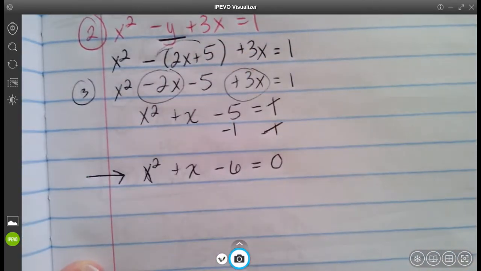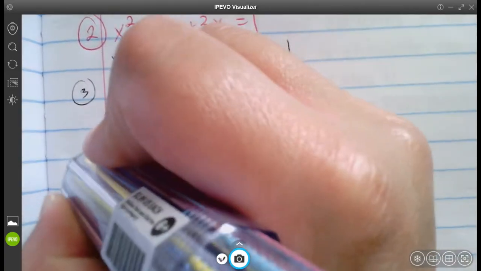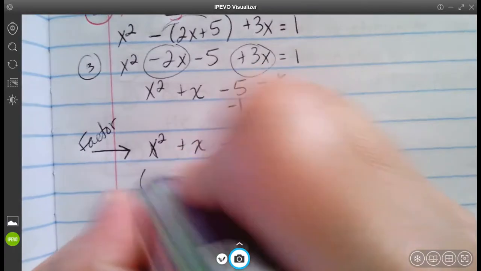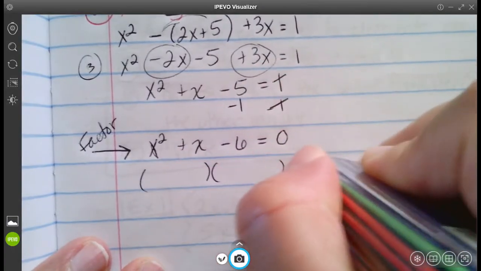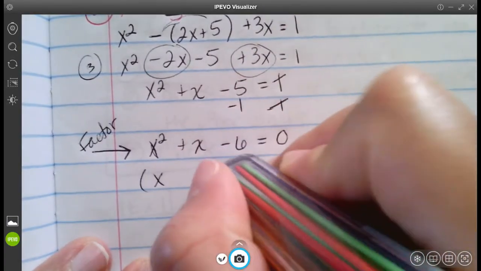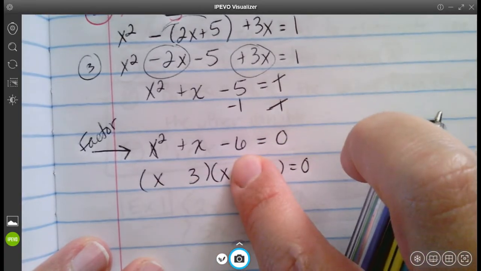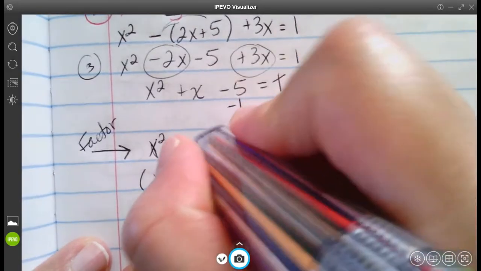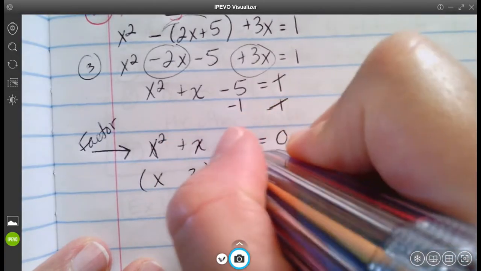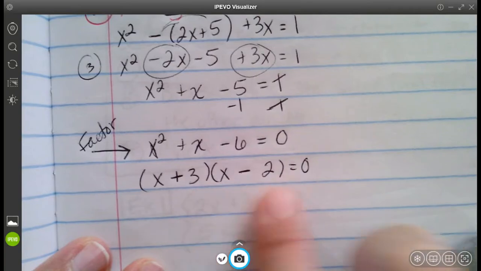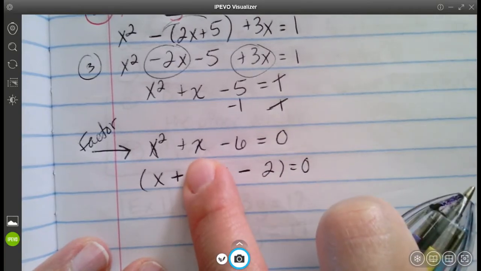What do we usually do when we have something like this? We try to factor, okay? Which it turns out is our method in this case because I know that 3 times 2 is 6. One of them has to be negative because it's negative 6. So I'm going to make the 2 negative and the 3 positive because 3 minus 2 is that 1 that I want here in the middle.